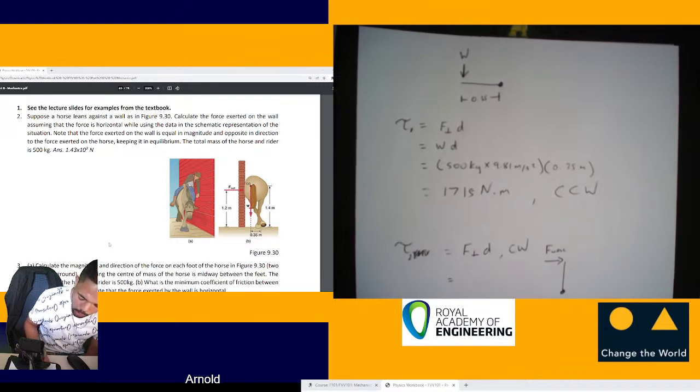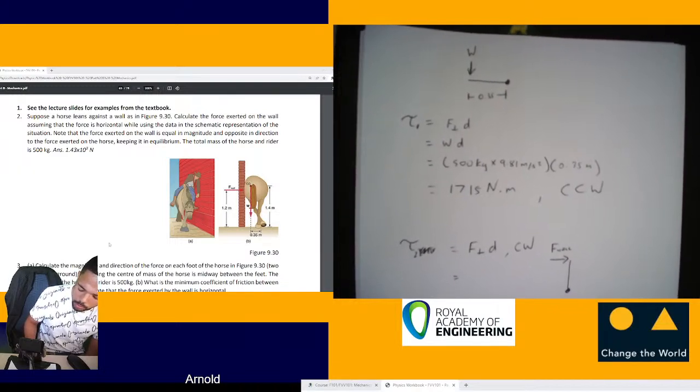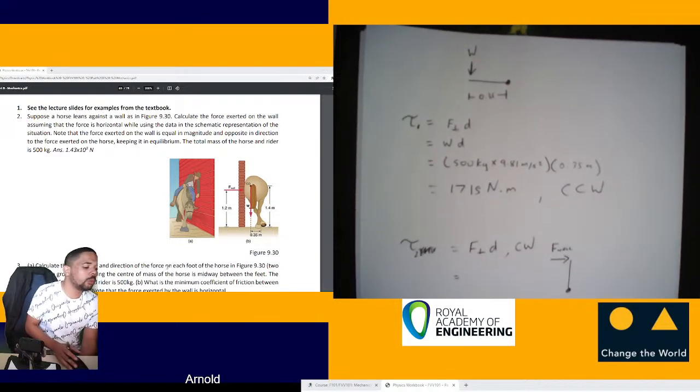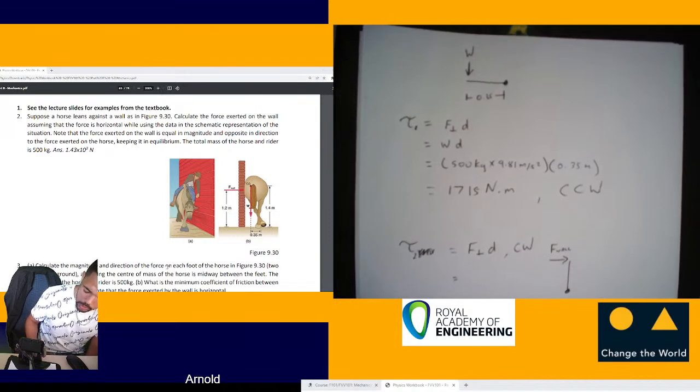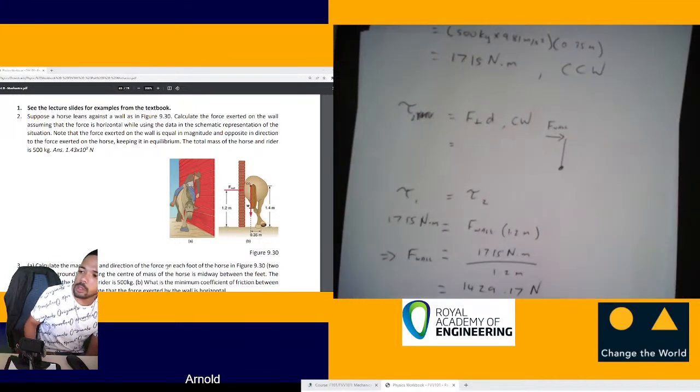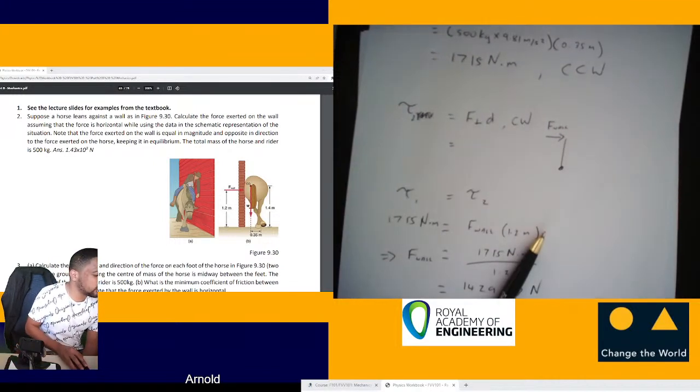Now the force of the wall is therefore going to be equal to the torque that we just calculated, 1715 Newton meters divided by 1.2 meters, and that's going to give you the force of the wall. It is going to be 1429.17 newtons. Sorry, I'm going to explain that again now quickly.